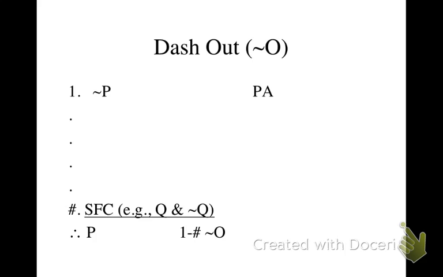Dash out is exactly the same, except that in this case, we're trying to derive a formula that doesn't have a negation on it. And so when we assume the opposite, we assume its negated form. So we really think that p is the case, but we assume, for the sake of argument, that not p is the case. And we show that that leads to a contradiction, and therefore we're entitled to derive what we wanted in the first place, which is p.